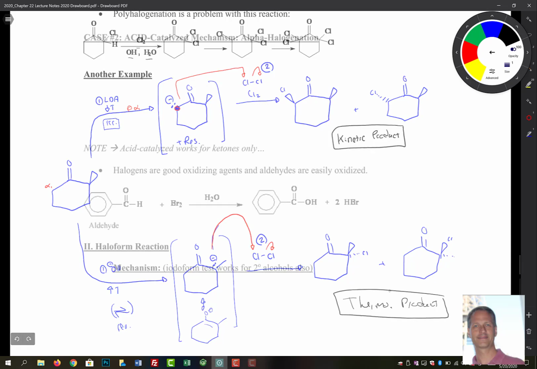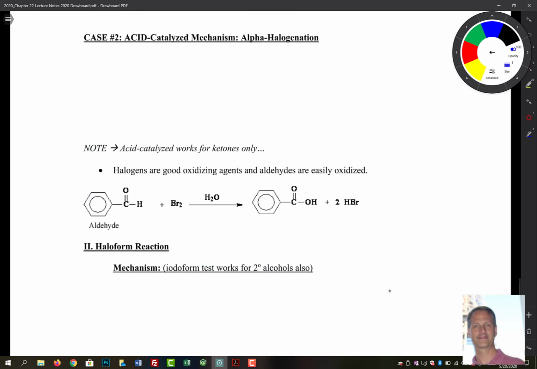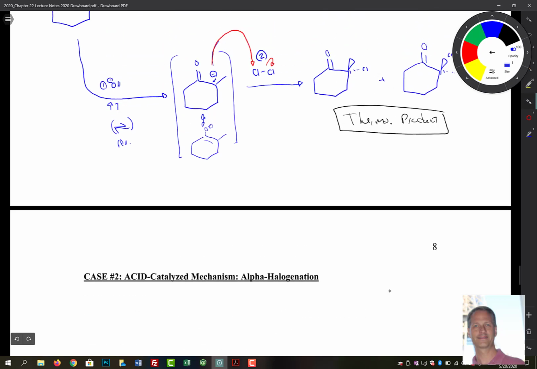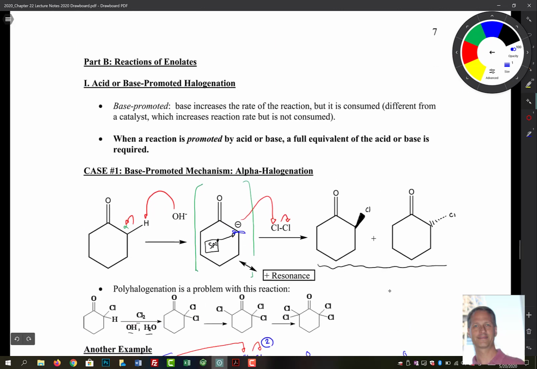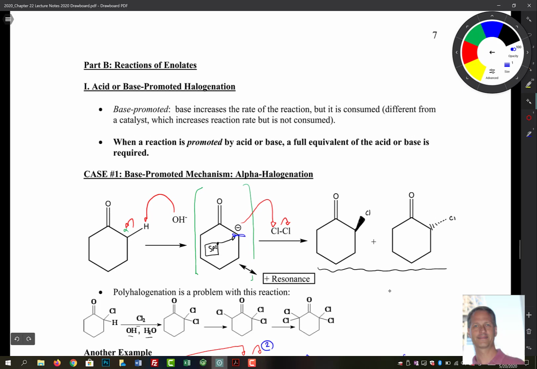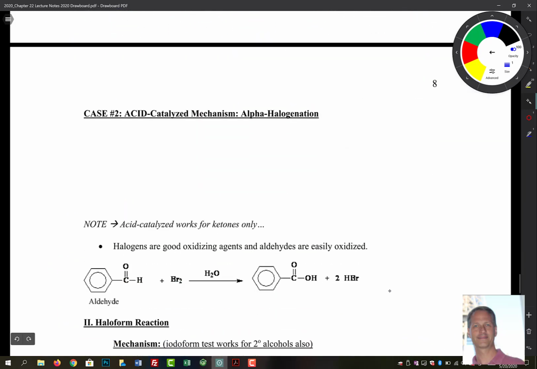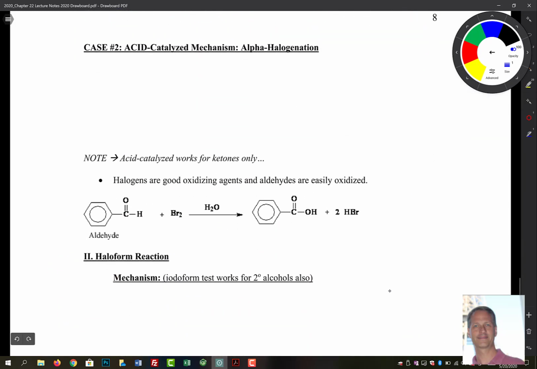All right, guys, in this next section, I want to look at alpha halogenation, but under acidic conditions. And under acidic conditions, this is a catalyzed reaction. So before, what we were talking about was the acid or base promoted halogenation. So we see base promoted, right, and acid catalyzed here. So there can be reactions that are acid promoted, but in this case, it's acid catalyzed. So let's take a look at the mechanism.